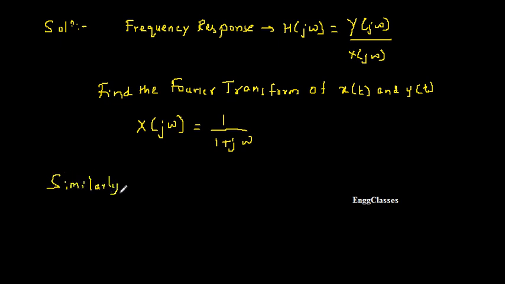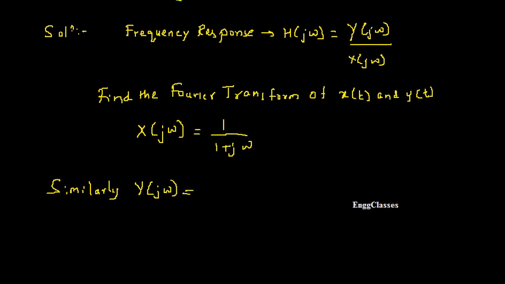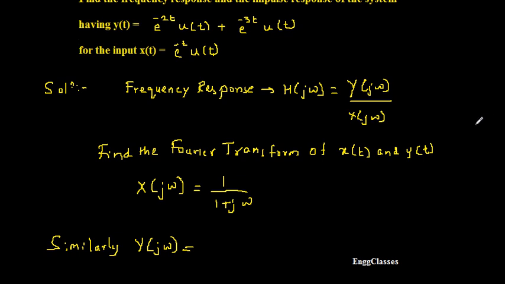Similarly, now let me find the Fourier transform of y of t. I would represent it as Y of j omega. Correct? Which is the sum of two signals. The first is e to the power minus 2t u of t. Its Fourier transform is going to be 1 divided by 2 plus j omega. To get that I actually have to apply the formula, but these are standard results, so I can straight away write the answer. Finding the Fourier transform of y is not the scope over here. That is why I'm taking the standard result.